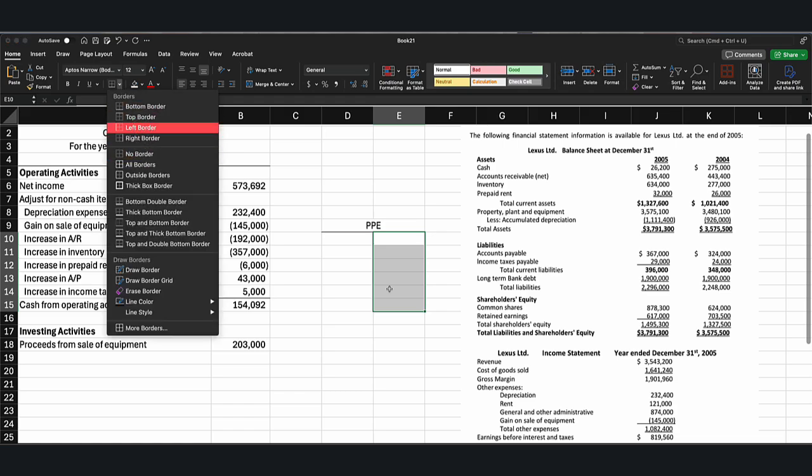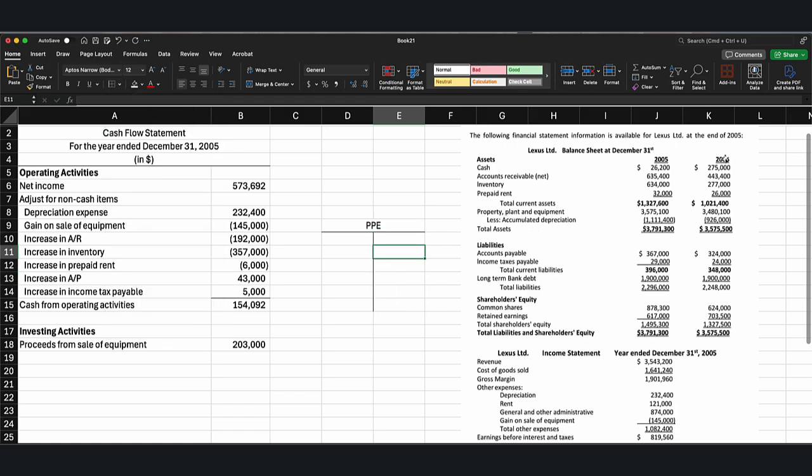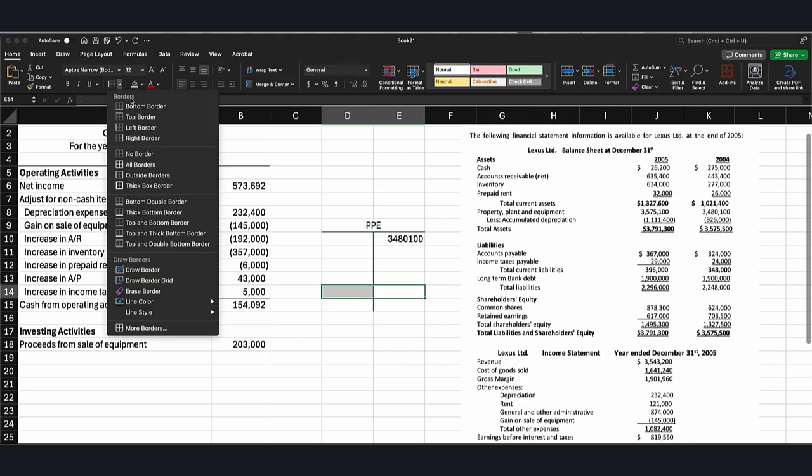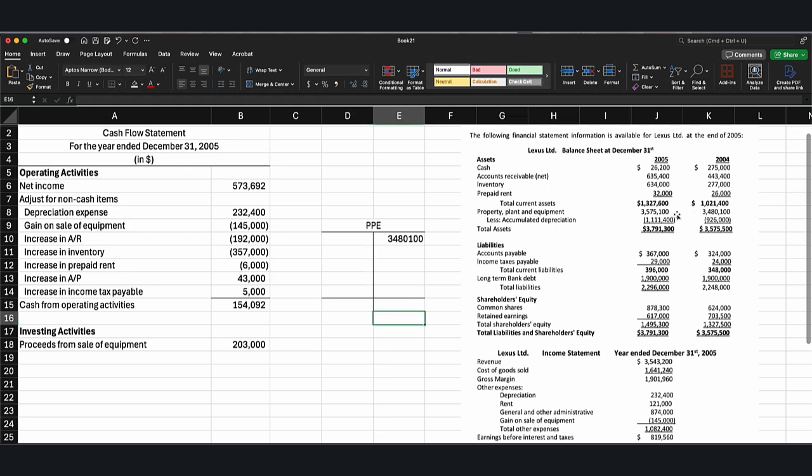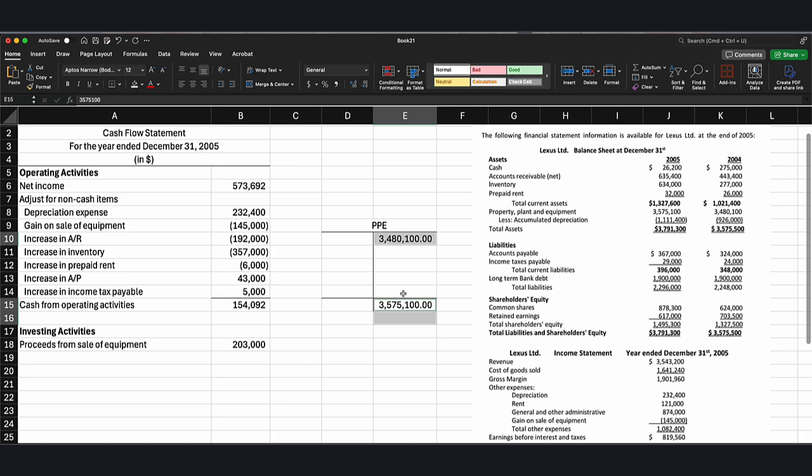So look, we started the year 2000, well, I guess we ended 2004. So we started 2005 with 3,480,100 in PPE, and we ended the year of 2005 with 3,575,100. Now these are not book values, right? These are historical costs. This is not including depreciation. See, I didn't bring in accumulated depreciation. So I know that these are the original costs of these assets.